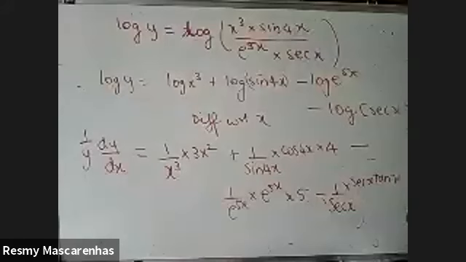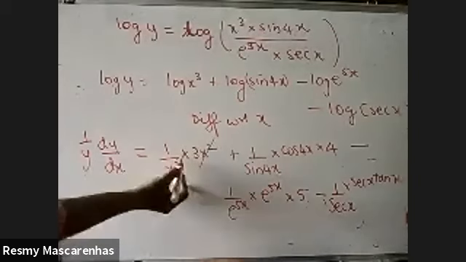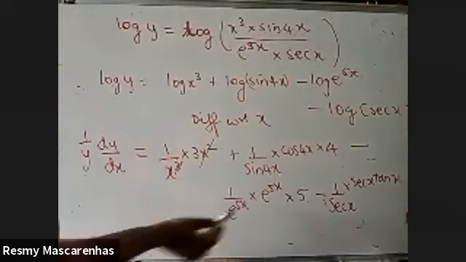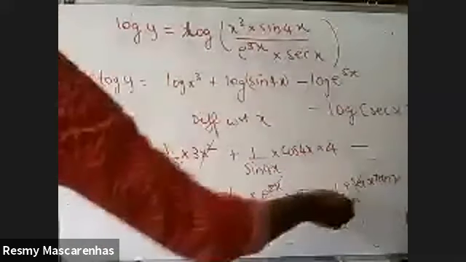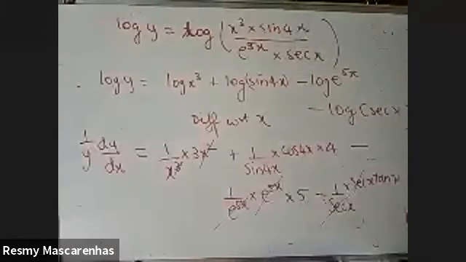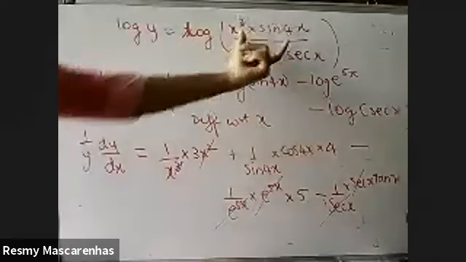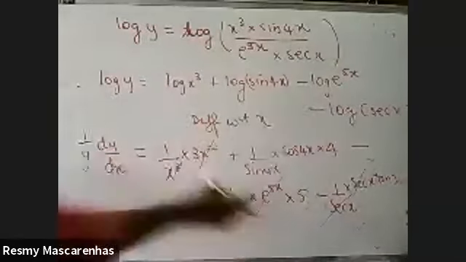And now simplify and write the answers. So what will happen? x square will cancel with 3 of x cube, only one x will remain. e raised to 5x, e raised to 5x will cancel. Sec of x will cancel. And now write the final answer. So in short, if there are complicated functions like this, you can always use log and simplify, split this, and then find the derivative.